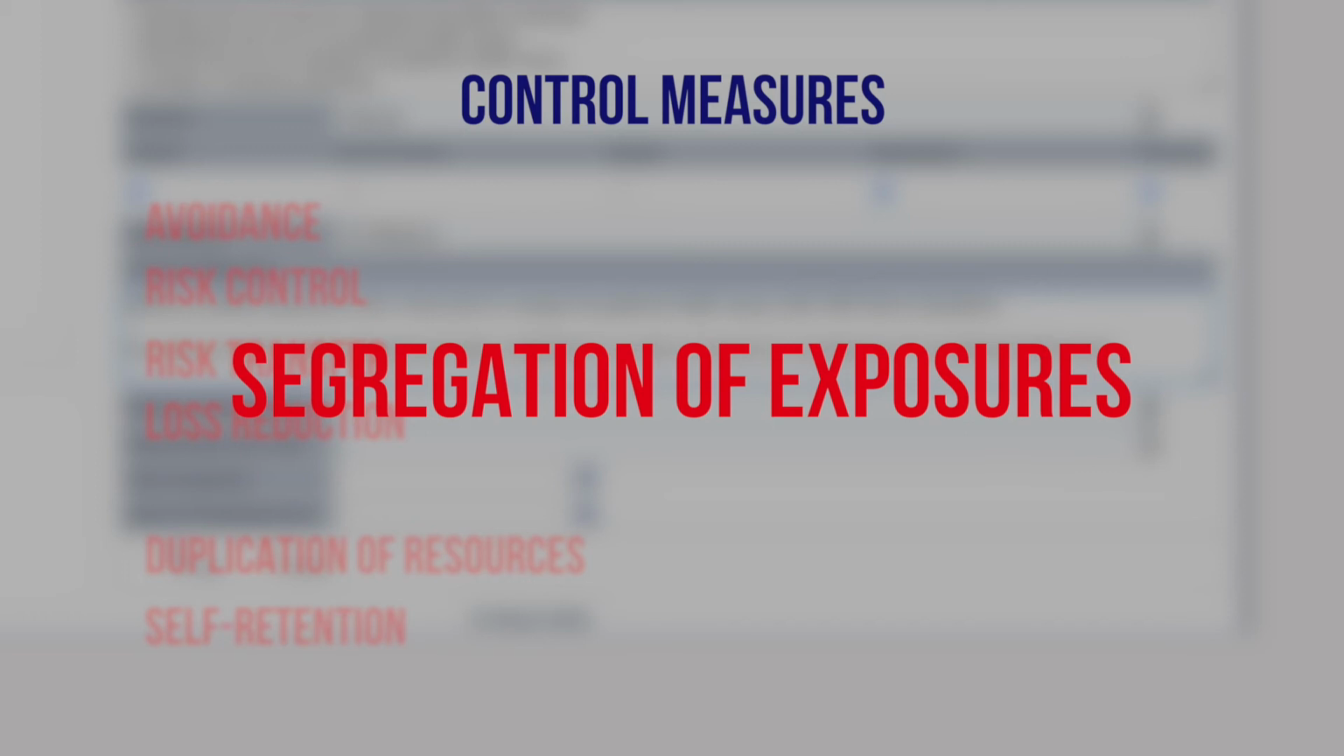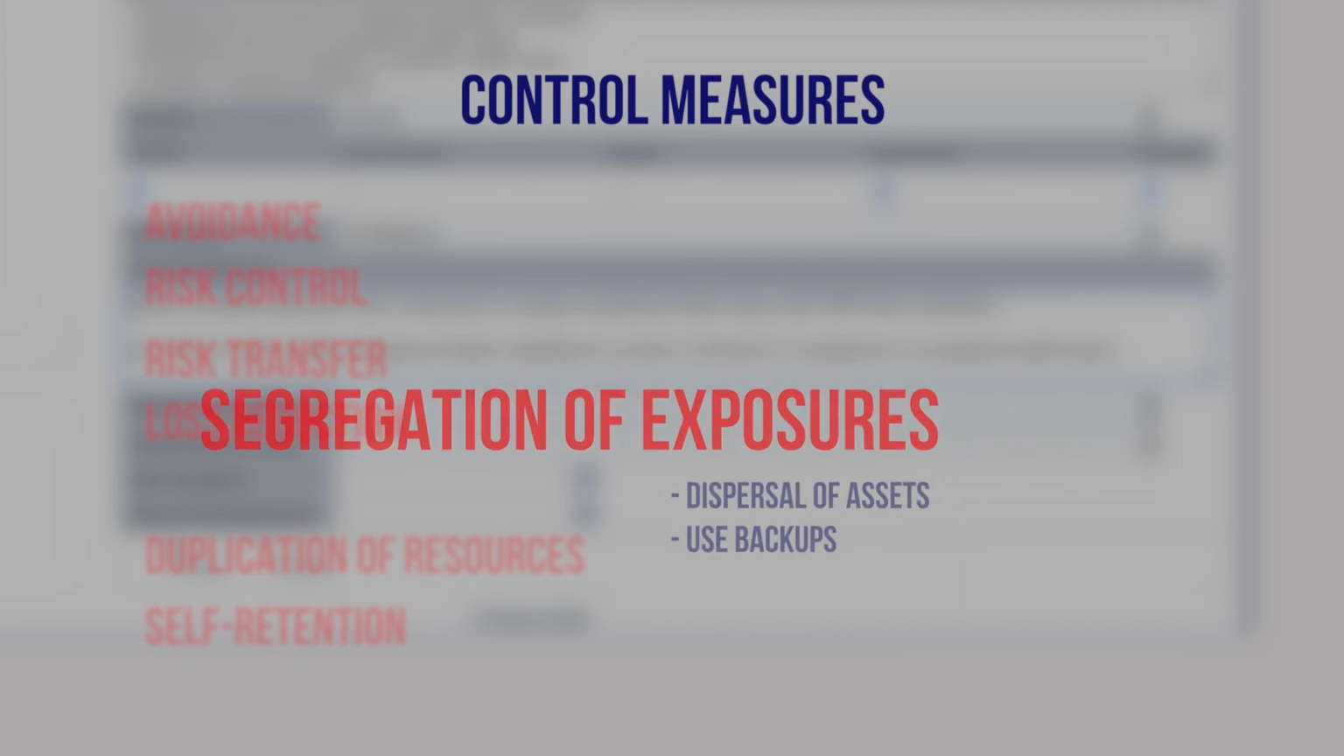Some typical examples of segregation of exposures include, but are not limited to, disperse a particular asset or activity over several locations and regularly rely on that asset or activity as a part of the organization's working resources. Use backups, spares, or copies of critical property, information, or capabilities and keep them in reserve.